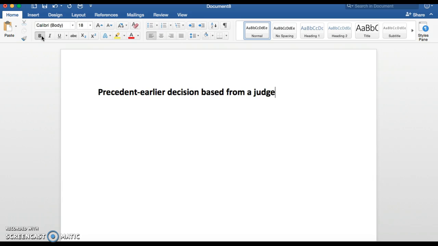So what will happen then is that let's say that there's another case that happens to be very similar to the one this judge just ruled on. Well, instead of that judge trying to reinvent the wheel and have to go from scratch, they'll say, well, I know of a case like this from the past, and this is how this judge decided, so I'm going to judge that same way.